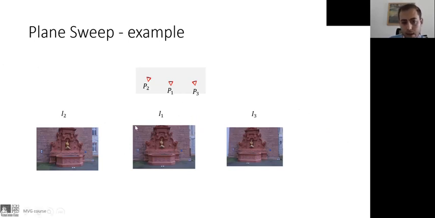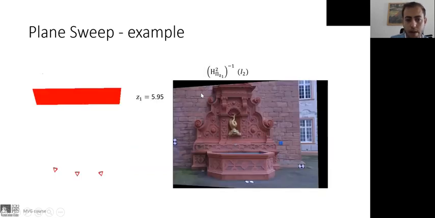So here's an example, again our fountain example that we show a lot. Here the reference image is image 1, and we have 2 source images, image 2 and image 3, and you can see their cameras. First I assume that the entire depth of image 1 is almost 6 meters. According to this assumption, I can have the homography that maps entire image 1 to image 2. So I use it to map image 2 to image 1, and this is the mapped image 2 to image 1.